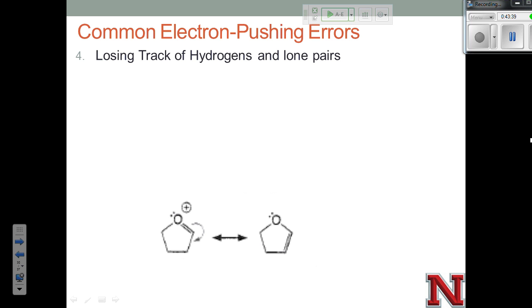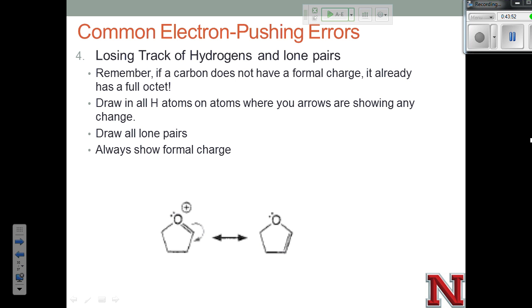In the same way, another way you can easily lose track of the octet rule is losing track of your hydrogen atoms. So here, this is not acceptable. This is not acceptable because just because we're not showing the hydrogens does not mean they're not there. This looks fine, but it doesn't look fine if you draw your hydrogens in. Because we don't have a charge here, which means this has 2 hydrogens. And we didn't show anything breaking those hydrogens. So that means we still have 2 hydrogens. And that is 5 bonds to carbon.